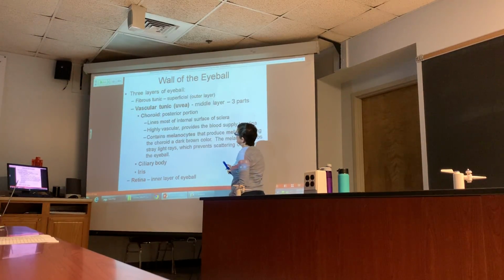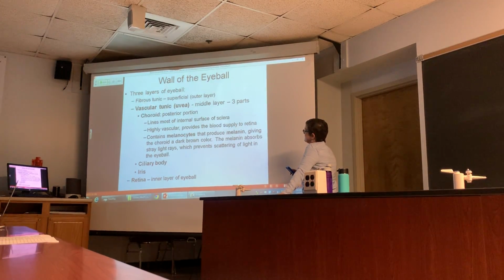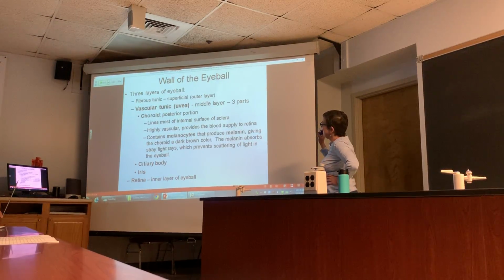Okay, the next layer is the vascular tunic. It's also called the uvea. It's the middle layer between the outer fibrous layer and the retina. And there are different parts of it. There's the choroid, the ciliary body, and the iris. The iris is part of this layer. And we're going to look at the different parts first.